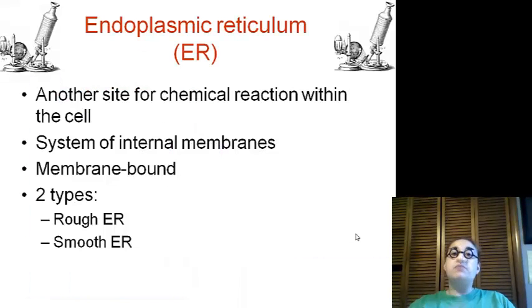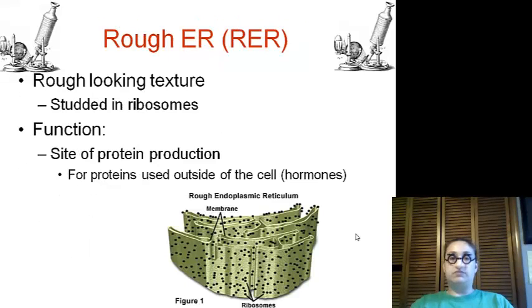So the endoplasmic reticulum, that you will know as the ER, is another site for chemical reactions within the cell. There is a system of internal membranes, so they sort of look like a maze, and there's two types. There's the rough, that is speckled with ribosomes, which make it rough, and then there's the smooth, which is a series of the internal membranes that do not have ribosomes.